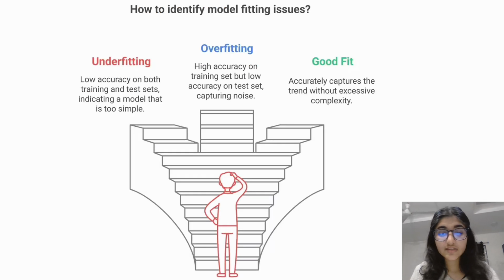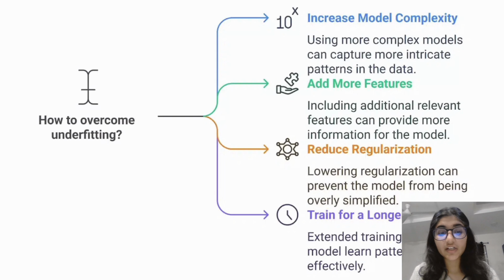Now, how to identify model fitting issues. In underfitting, there is low accuracy on both training and test sets, indicating a model that is too simple. In overfitting, there is high accuracy on the training set but low accuracy on the test set, that is, capturing noise. And a good fit accurately captures the trend without excessive complexity.